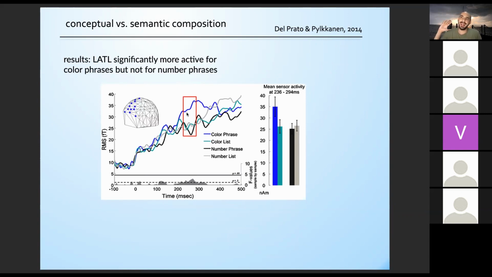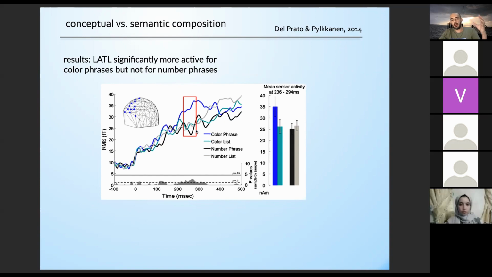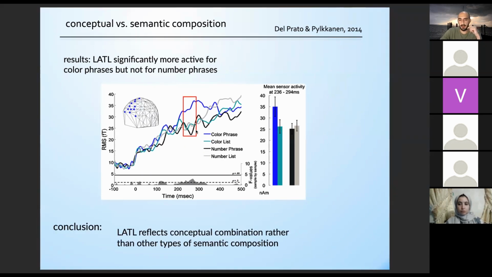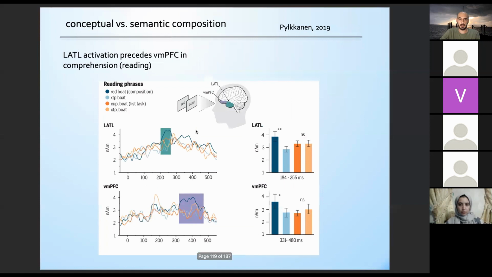This doesn't mean that your LATL doesn't work at all in these other conditions, just that it's activated more in the color phrase condition, which means that probably that is the area where you perform a specific process. So, take home message: LATL, left anterior temporal lobe, conceptual composition. Is this clear? Any questions? To conclude, this area reflects conceptual combination rather than other types of semantic composition.